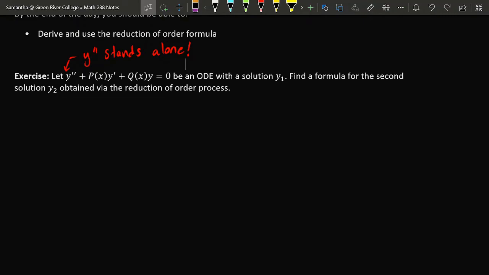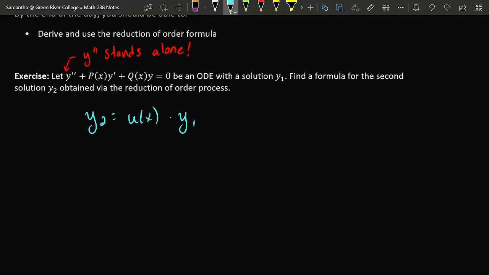Now suppose that you have a solution already called y1, and your goal is to find a second solution called y2. So let's proceed with the usual guess that y2 is equal to u of x times y1.